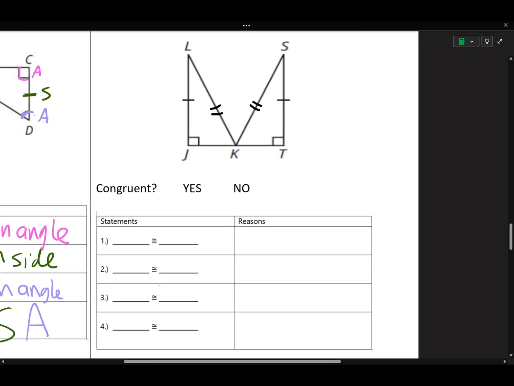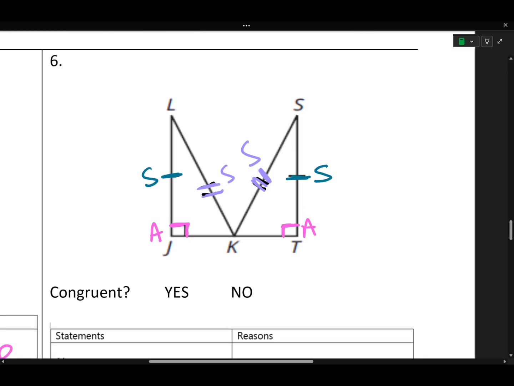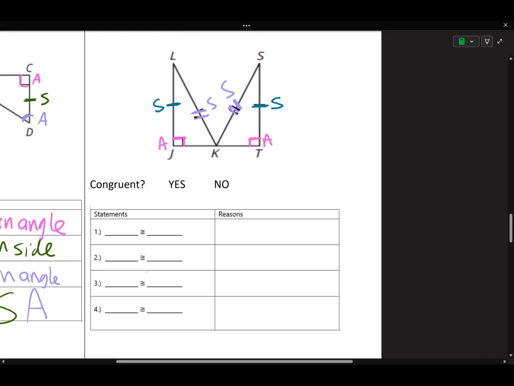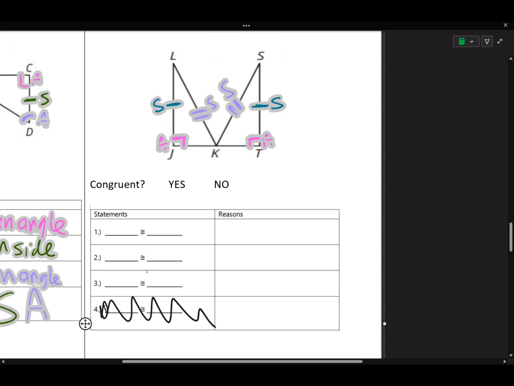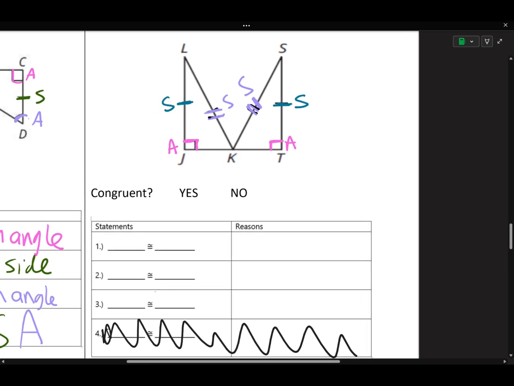All right, number 6. Let's see what they both have. I noticed they both have an angle. They both have a single side. And then they both have a double side. Uh-oh. What do we got here? We have an ASS. Unfortunately, this is not a triangle congruency. So we're going to fill out statements 1 through 3, but we can't fill out number 4. These are just two triangles that happen to have some similar given sides and angles.